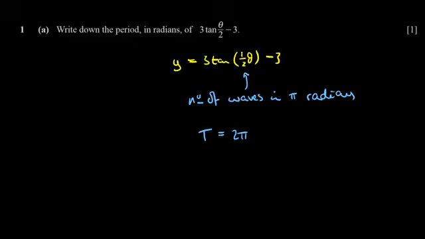Now, if you want a formula that's going to help you to remember that, then essentially you can say that the period T is going to be equal to pi divided by B, in this case where we are dealing with the tangent graph. If we were dealing with sine and cosine, it would be 2 pi divided by B. So here our answer is the period is equal to 2 pi.